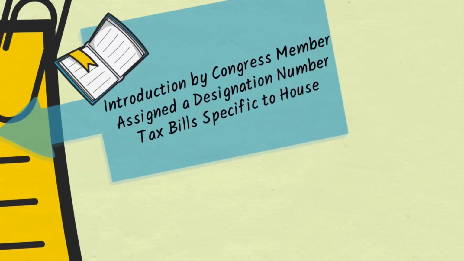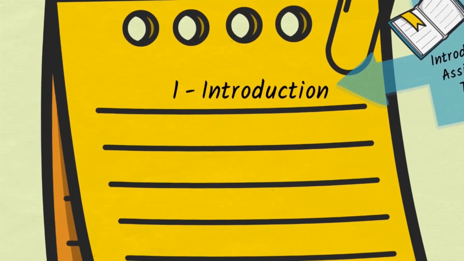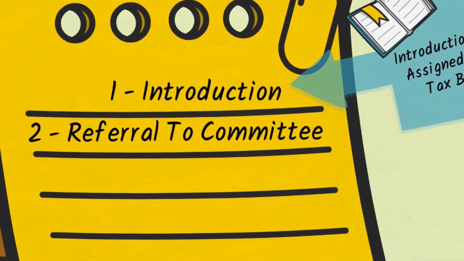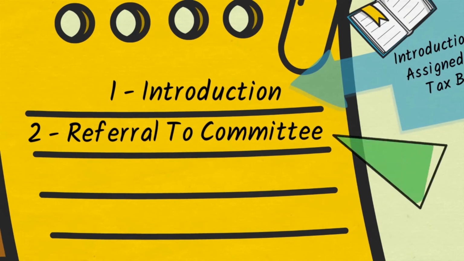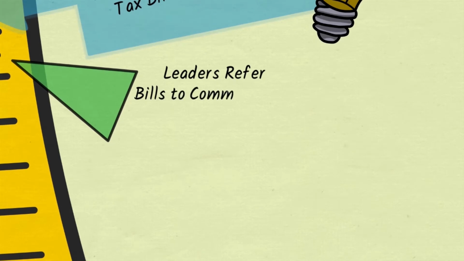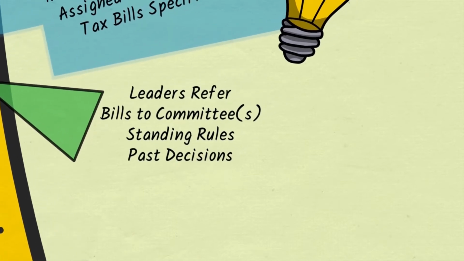originate in the House. Once introduced, the leader of the House or chamber refers the bill to an appropriate committee or committees. These committees have jurisdiction over the provisions in the bill as determined by either the chamber's standing rules or past referral decisions. Most bills fall under the jurisdiction of one committee.